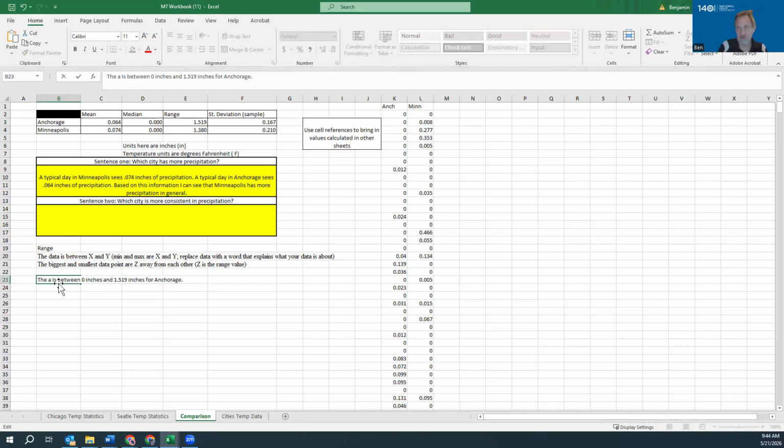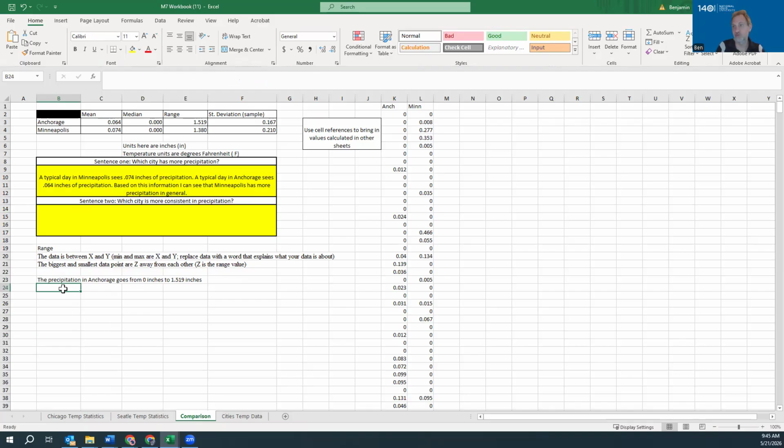So the precipitation in Anchorage ranges from, or is between, goes from 0 inches to 1.519 inches. And I already said Anchorage. So that's a way to interpret range.